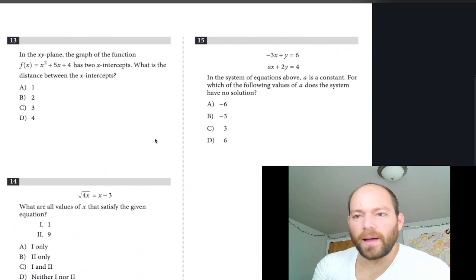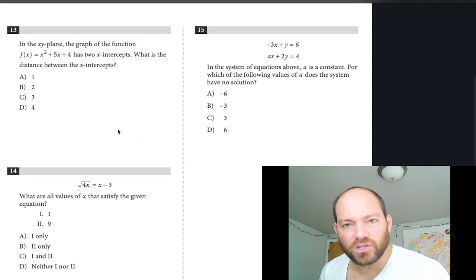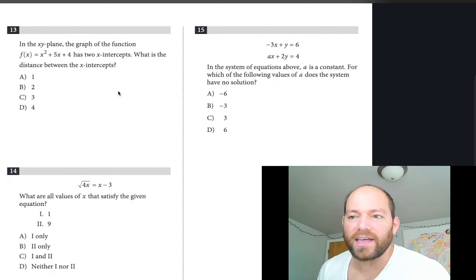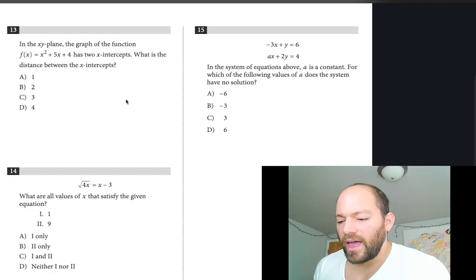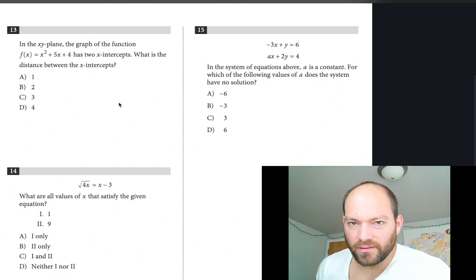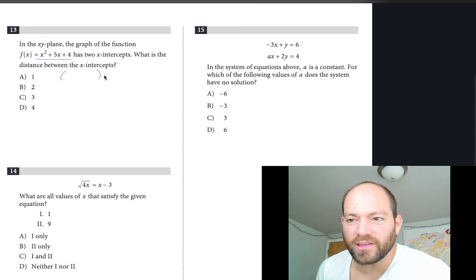Number 13. In the xy plane, the graph of the function f of x equals x squared plus 5x plus 4 has two x-intercepts. What is the distance between the x-intercepts? Well, x-intercepts is the same thing as solutions. You know that, right? Zeros, roots. So let's just find the solutions of this. Let's start by factoring and see if that works. Otherwise, we're going to maybe have to do some quadratic formula.